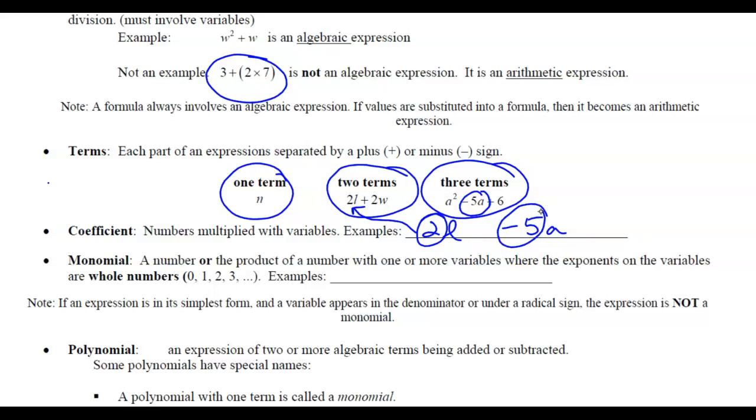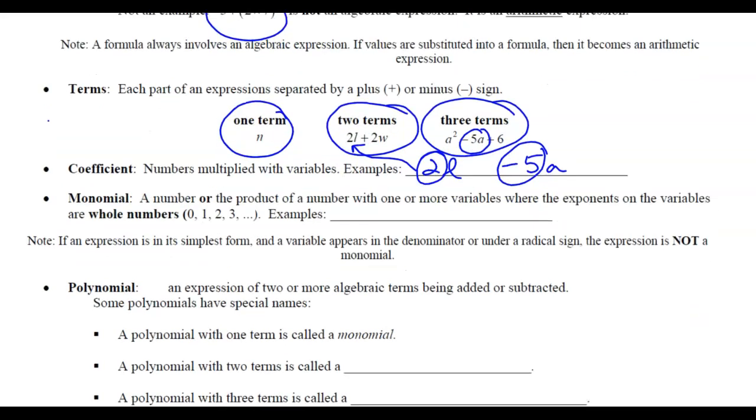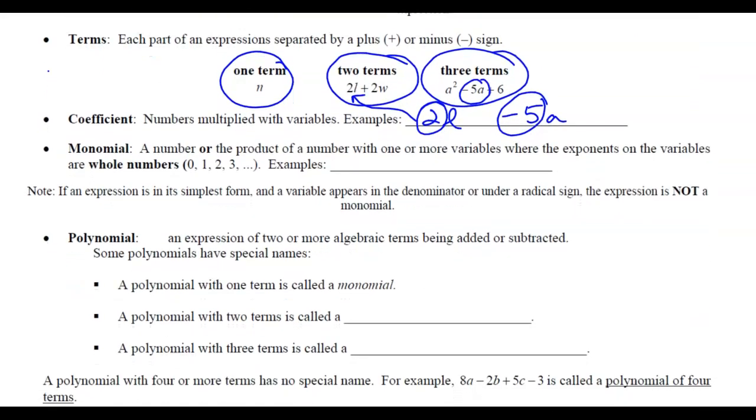A monomial is one term, it doesn't have any adding or subtracting. So it's a number or the product of a number with one or more variables, where the exponents on the variables are whole numbers. So basically a monomial is a particular word used to describe one term of a polynomial. Polynomial, poly means many, okay? And so a polynomial means it has many terms.